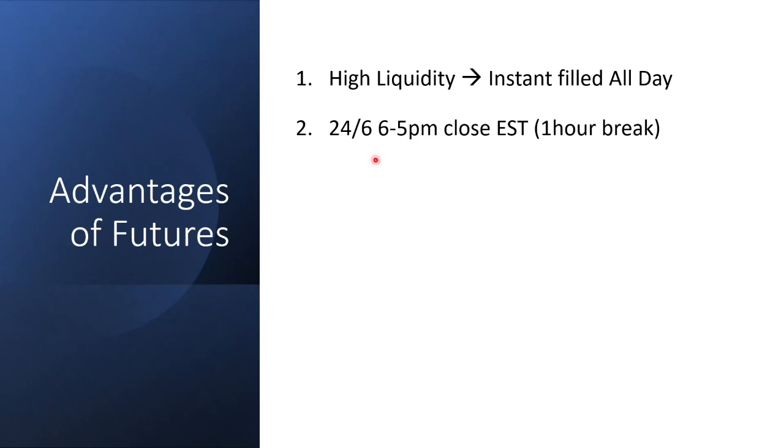Number two, the futures market is open 24/6, which is essentially Monday to Friday. It closes on Saturday, then opens again on Sunday at 6 p.m. Eastern time, to 5 p.m. close. So there's a 1 hour break that you have.